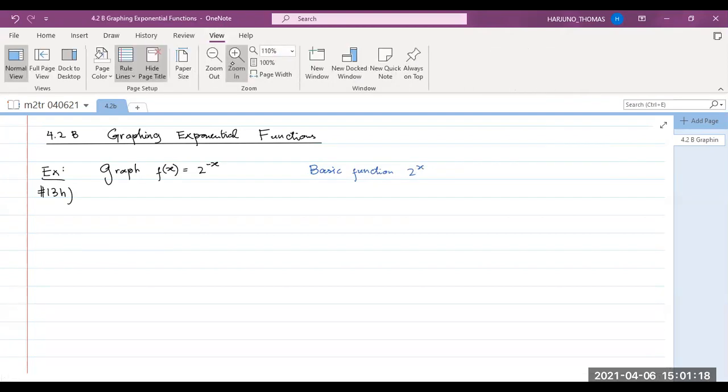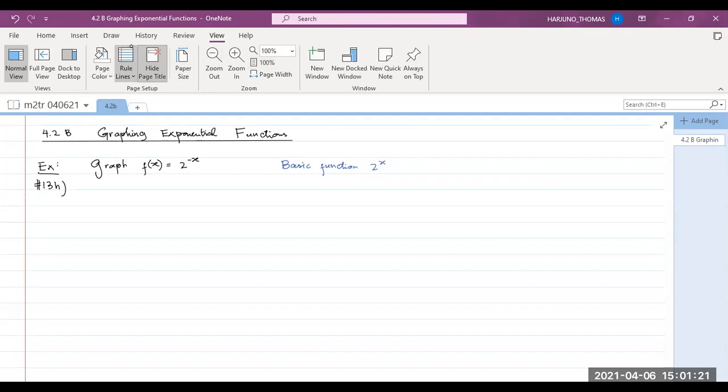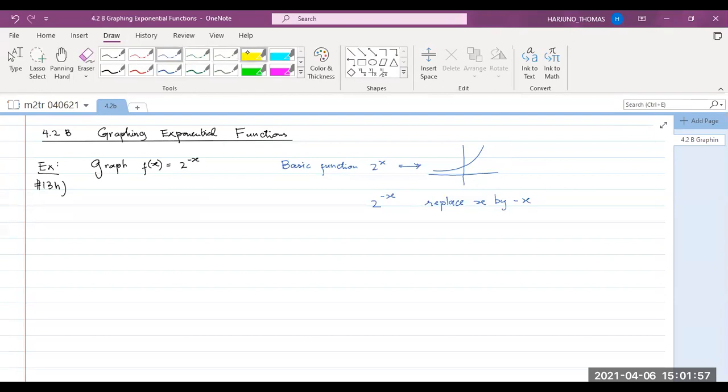which, hold on, which is, the graph looks like this. The graph looks like this, right? Okay, now then 2 to the negative x, then you replace x by negative x. Is x replaced by negative x, right?